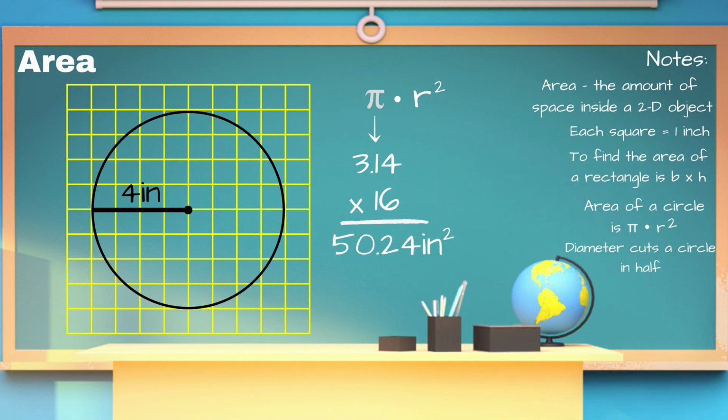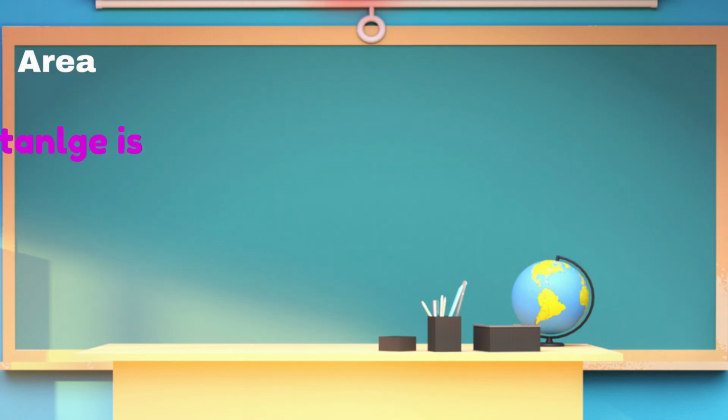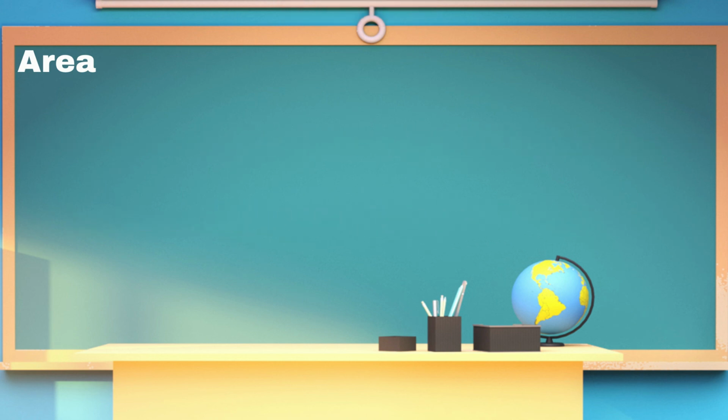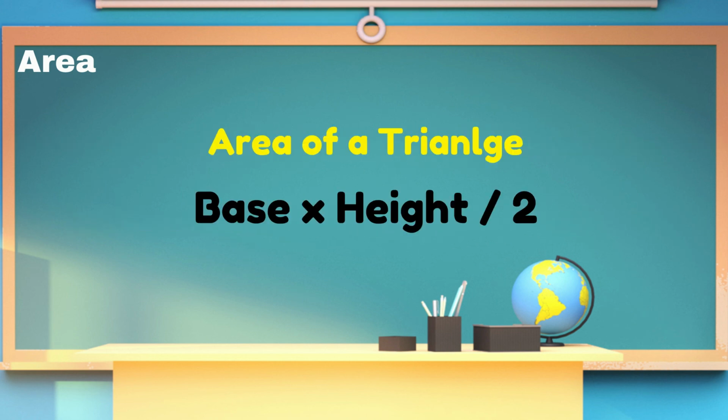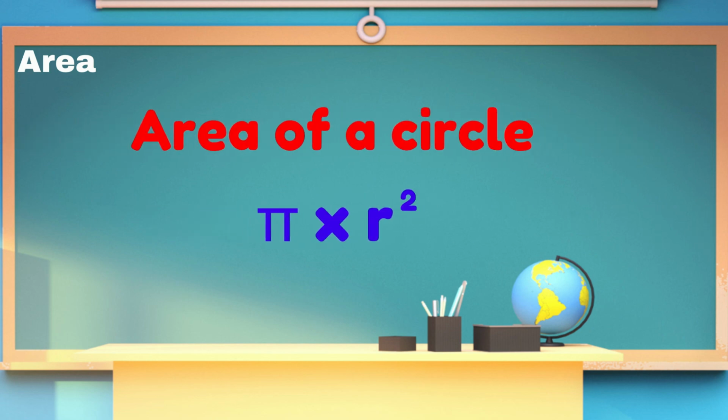So just a quick recap. To find the area of a rectangle, it's base times height. To find the area of a triangle, it's base times height divided by 2. And to find the area of a circle is pi times radius squared.